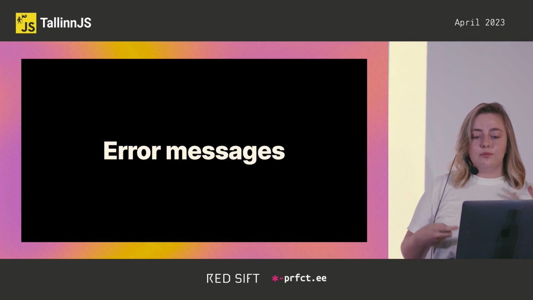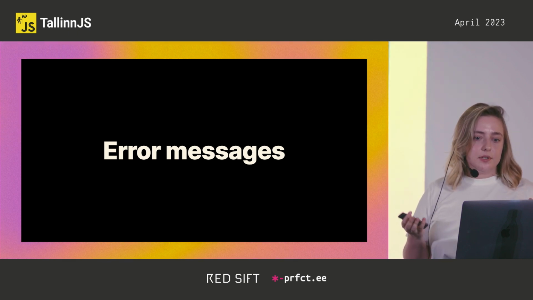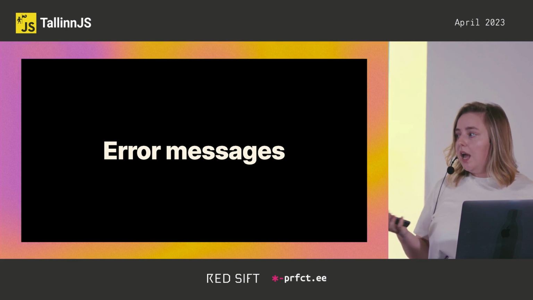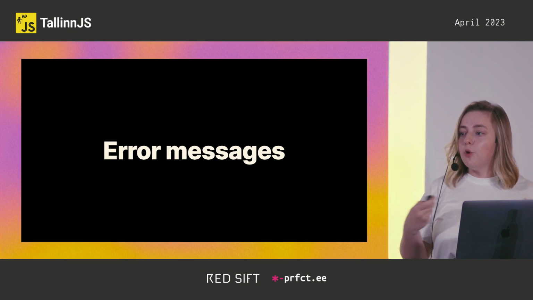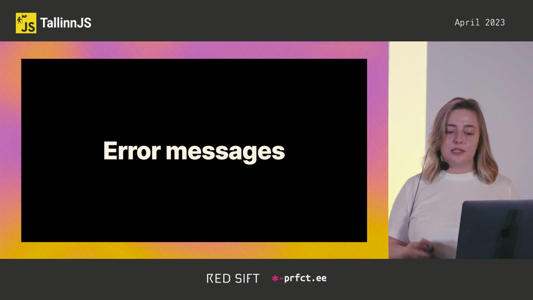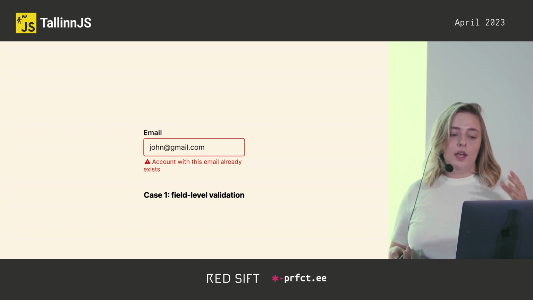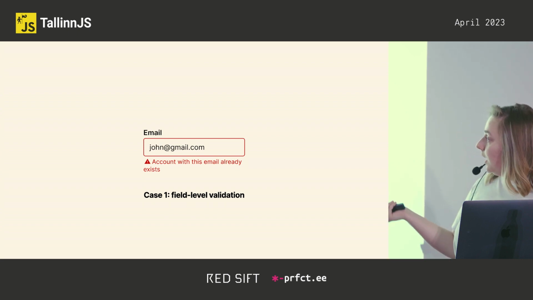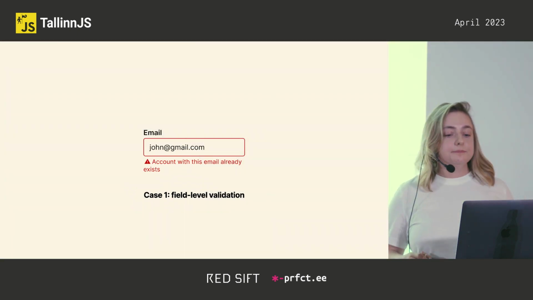Now we talked about how to make things required. Let's talk about how to validate things and how to display error messages. There are two types of error messages we probably want to display: field-level validation and form-level validation. So let's go case by case. If you want to have something field validated, like this here, I have a really small error shown in there.